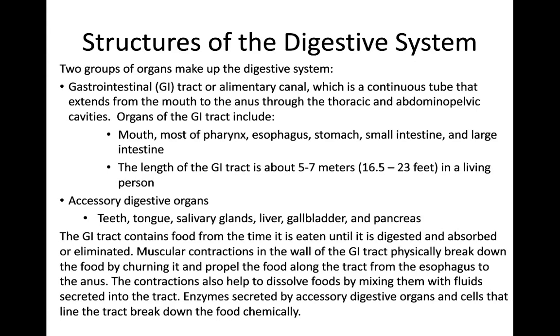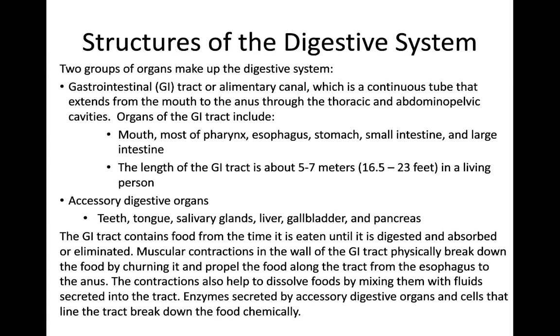Now the term, I don't really use it very often, is the alimentary canal. But this is just a continuous tube extending from our mouth to the anus through our thoracic and abdominopelvic cavities. Length of the GI tract is about 5 to 7 meters or 16.5 to 23 feet in a living person. And I say a living person because it actually can grow after you die because of the loss of muscle contraction in the tract, so it will actually extend out.